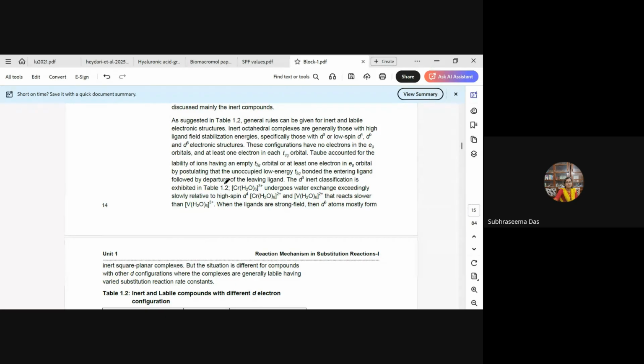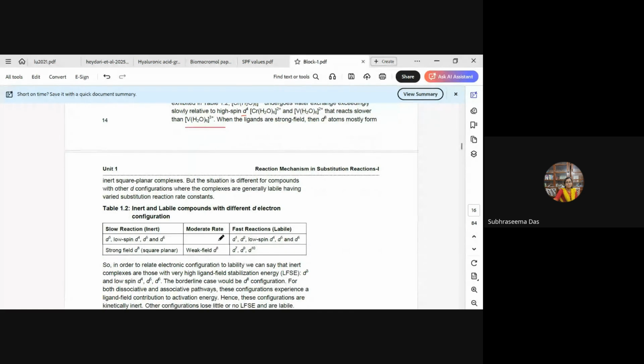Now in substitution reactions, there is a ligand that enters the metal coordination sphere, and there is the old ligand which tries to leave the metal coordination center. Because of the vacant t2g orbitals and one electron in the eg orbital, there is some interaction. So for the d3 inert classification, particularly chromium hexaaqua, it undergoes water exchange very slowly compared to high spin d4. So that reacts slower than vanadium.